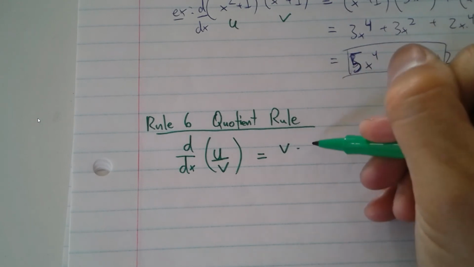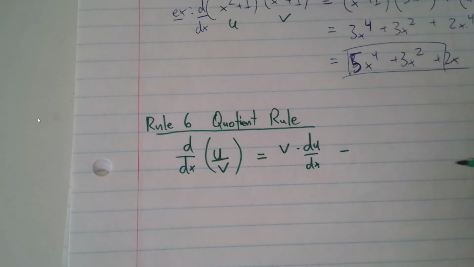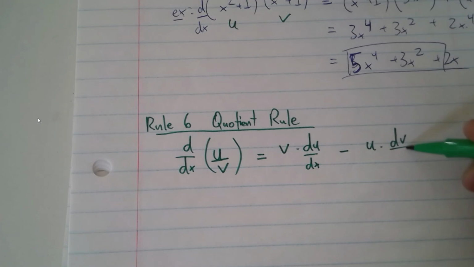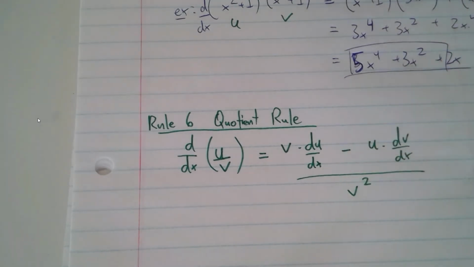Oh, you're going to love this rule. It's just going to be fun. It's v times du over dx minus u times dv over dx, all over v squared. Doesn't that just roll off the tongue? You guys are going to be able to memorize this in a day, right? Okay, maybe you're not. But I got a cool saying.